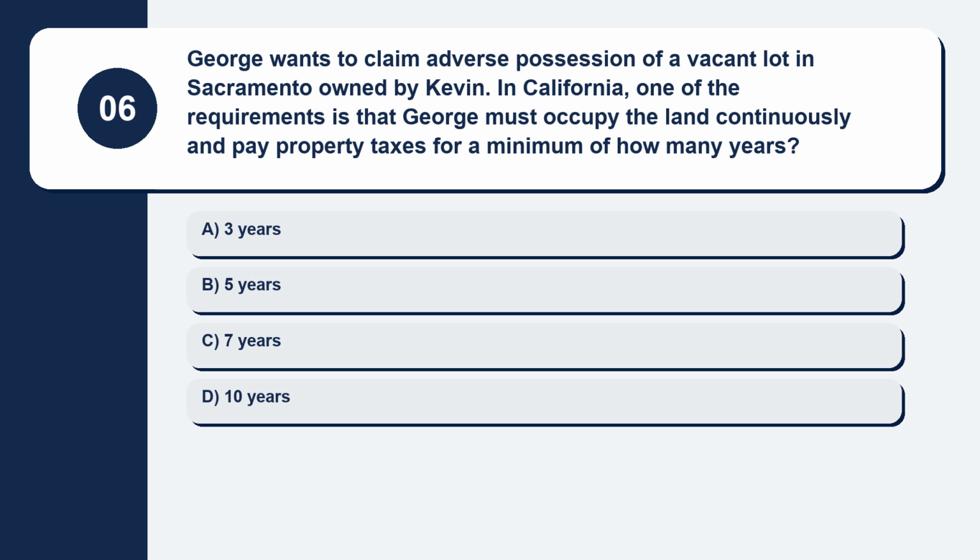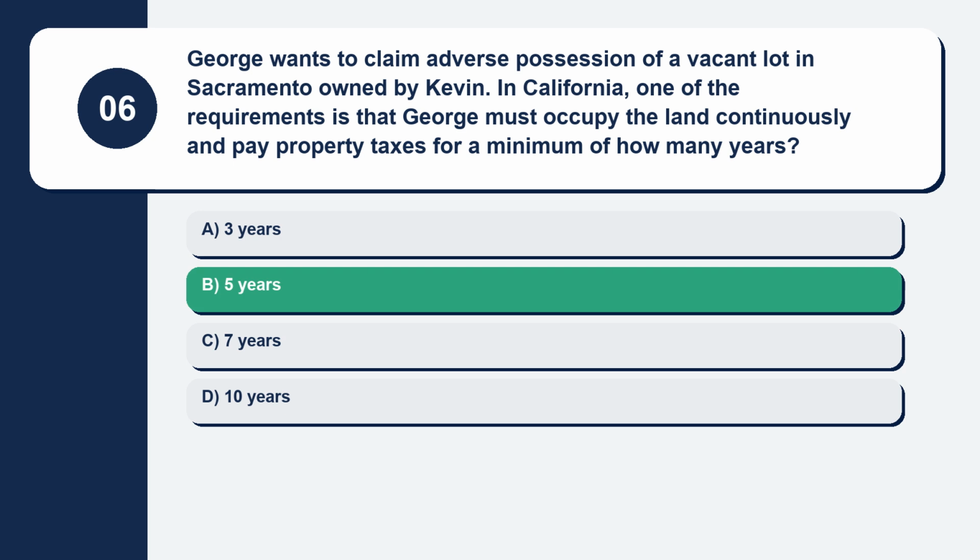Question 6. George wants to claim adverse possession of a vacant lot in Sacramento owned by Kevin. In California, one of the requirements is that George must occupy the land continuously and pay property taxes for a minimum of how many years? Here are your options. Option A, 3 years. Option B, 5 years. Option C, 7 years. Option D, 10 years. The correct answer is option B, 5 years.